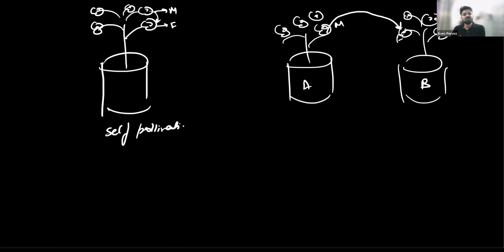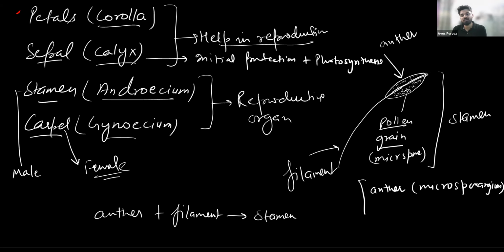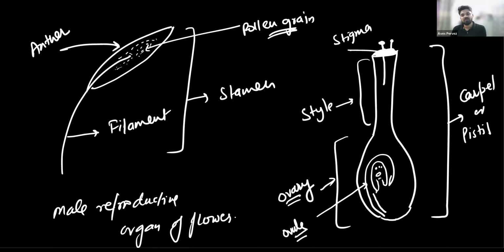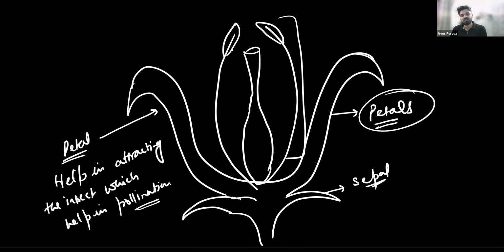And self pollination is generally common in bisexual flowers, in which both male and female reproductive organs are present on the same flower. So if both male and female reproductive organs are present on the same flower, then what happens? Tell me. If both this is male and this is female, this is a bisexual flower. So here if it is transferring, then it is called self pollination. You understood? Everybody understood? Yes, sir.